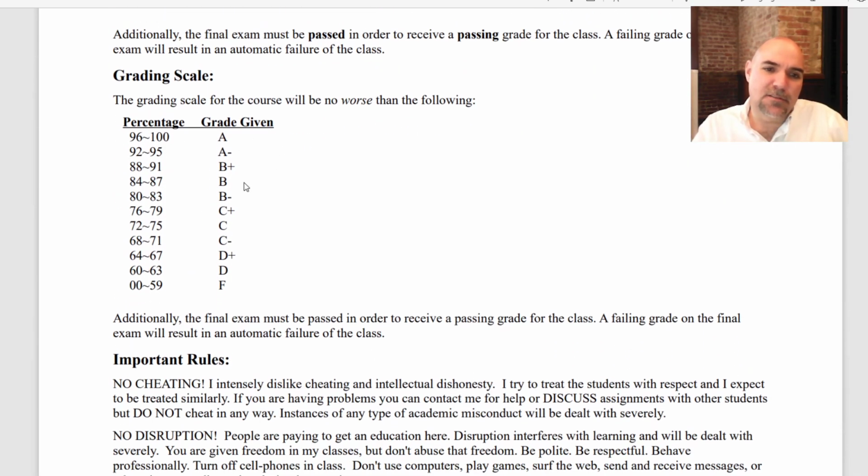Here's the grade scale. Pretty standard, but notice what is an F? Well, anything above 59.5 would count as a passing grade. Anything below 59.5, since I do round, would be considered failing.